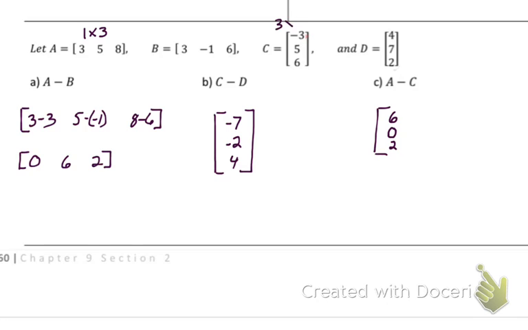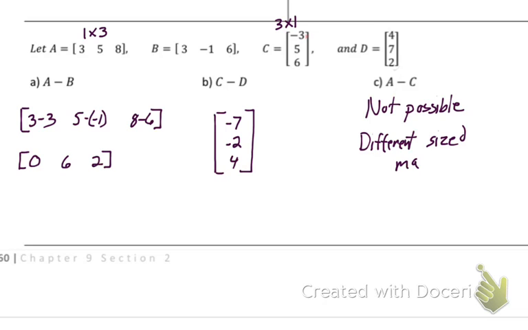It is, oh man, they're not the same size, are they? So if they're not the same size, I can't do any of this. So this is not possible. We have different sized matrices. One is a 1 by 3, one is a 3 by 1. It's impossible to do it.